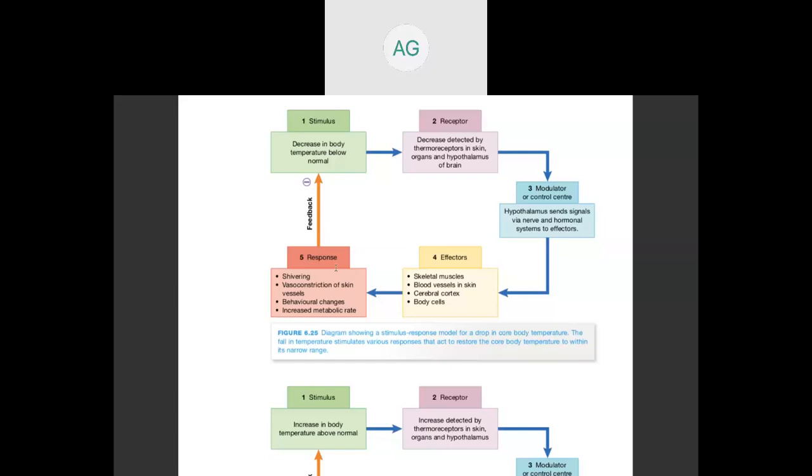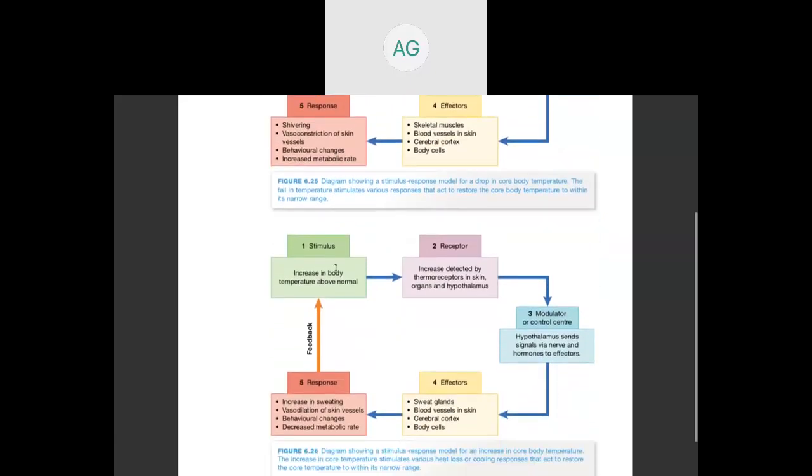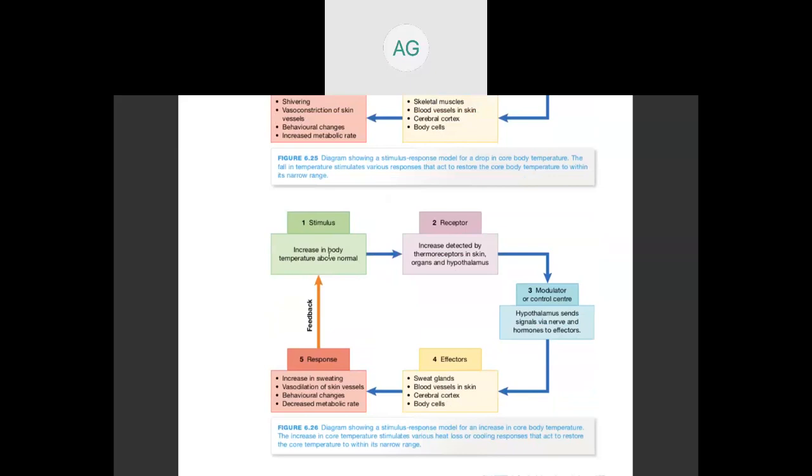Hope it makes sense. Okay, so the next example is the increase in body temperature above normal. Again, that will be your change. Then what happens? It goes to the receptor. Again, the receptors are in our skin, organs, and hypothalamus. Then the control center, the hypothalamus, releases hormones and sends signals to the effector organs like sweat glands, blood vessels in the skin, cerebral cortex, and body cells. What do they do in response? The sweat glands increase sweating, blood vessels dilate, and the cerebral cortex sends the message for the behavior change.